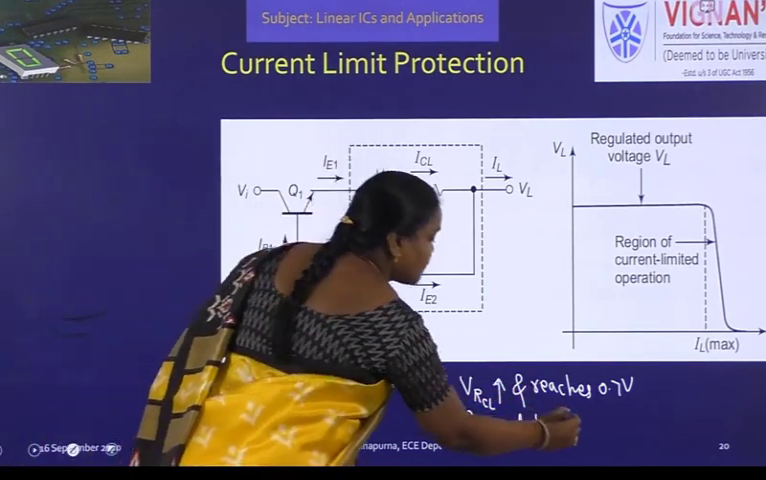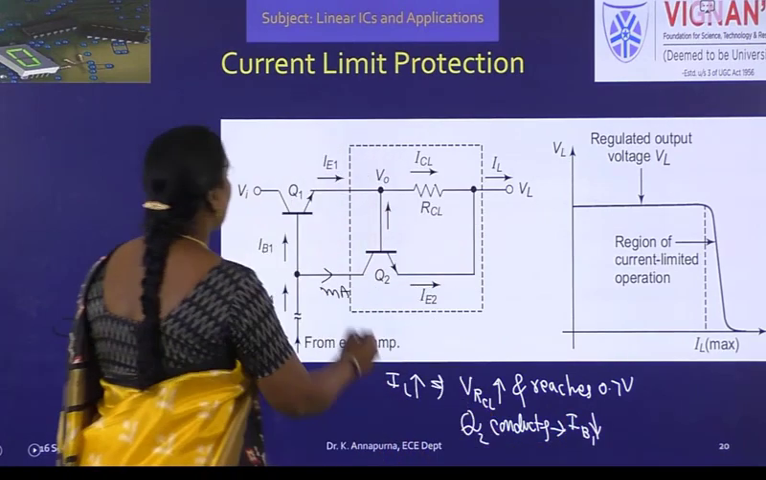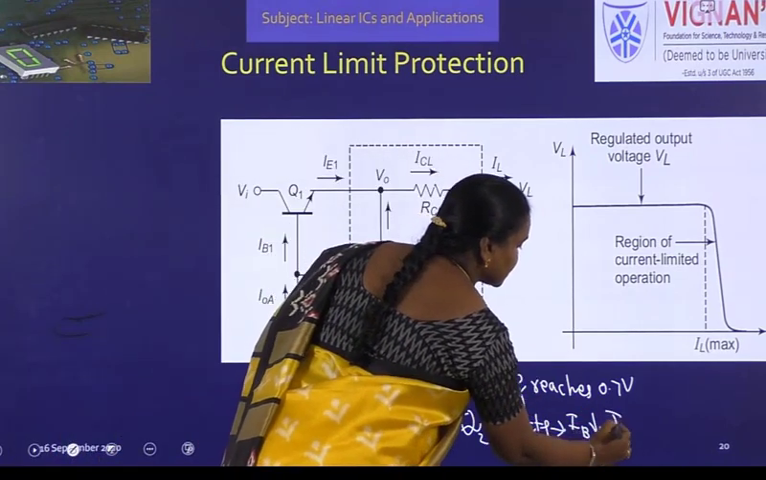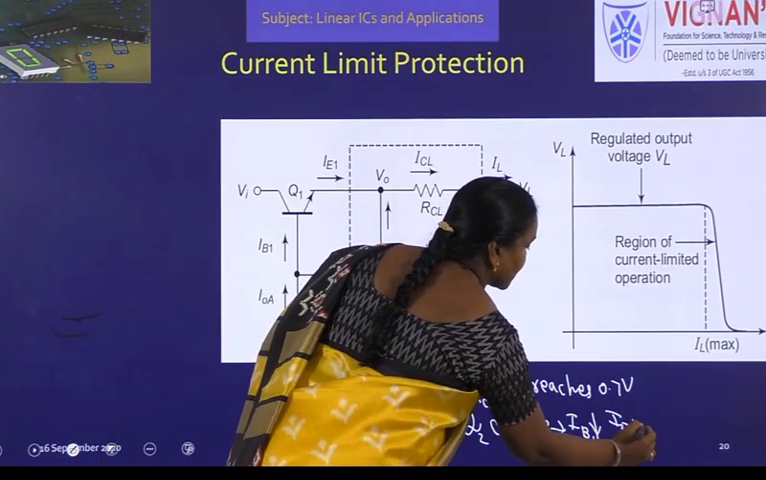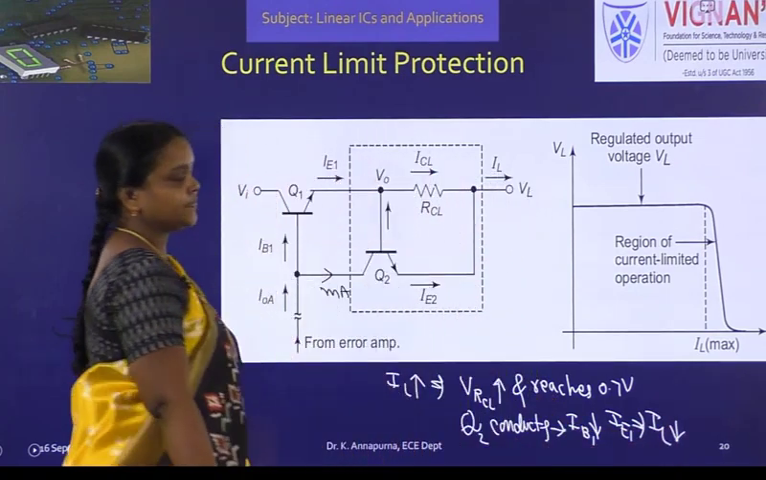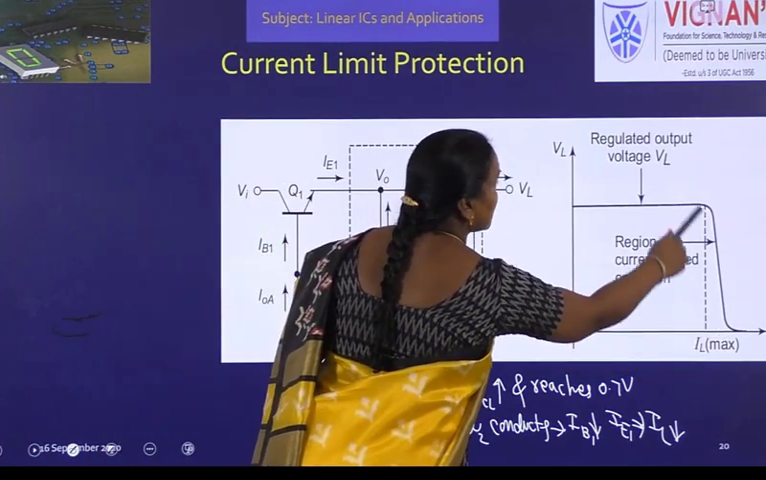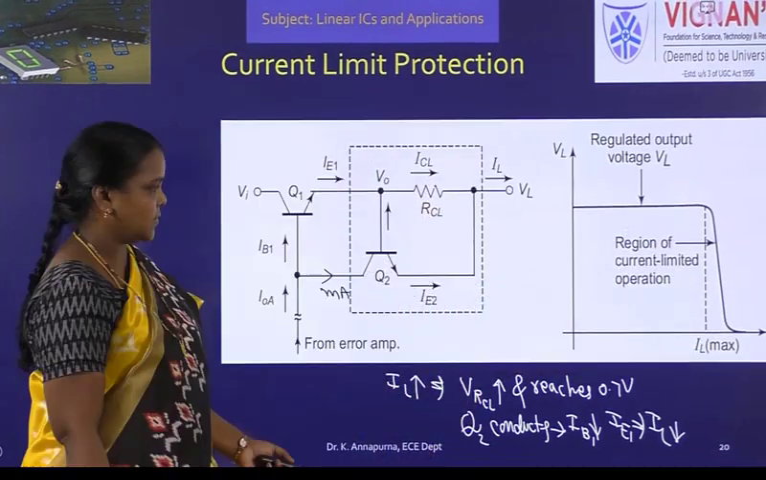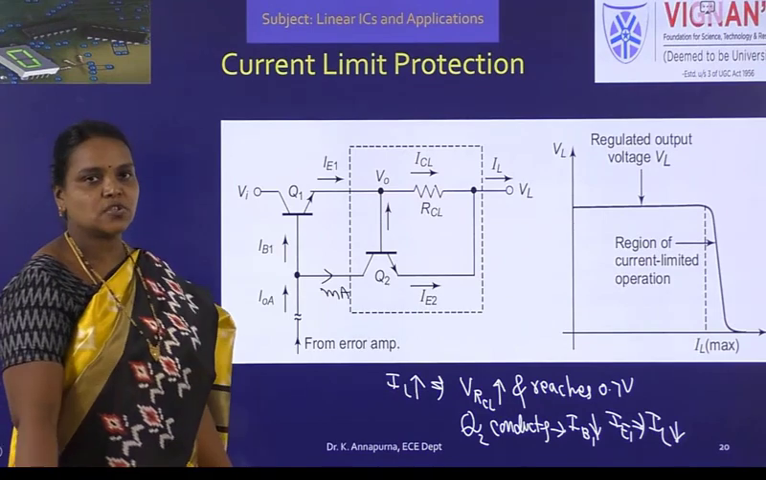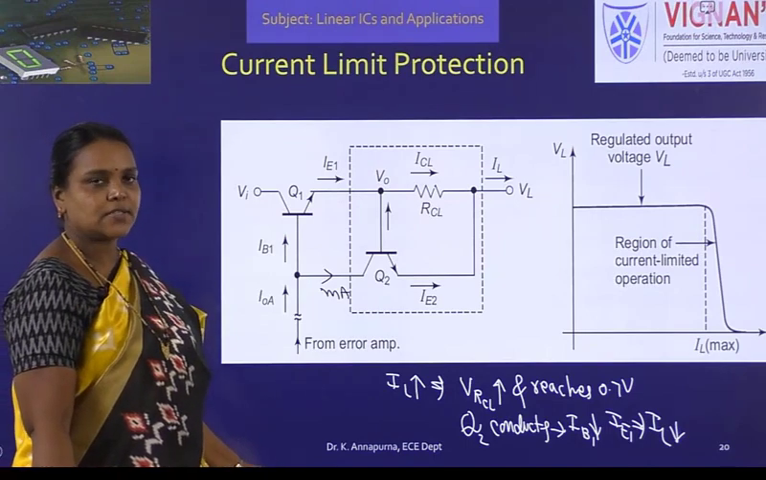The base current of the first transistor will decrease. So what happens? This base current decreases, which means the emitter current decreases and the load current decreases. So when the load current exceeds some limit, automatically the current will be decreased to a minimum value and the output voltage becomes 0. In this way it will protect the device.